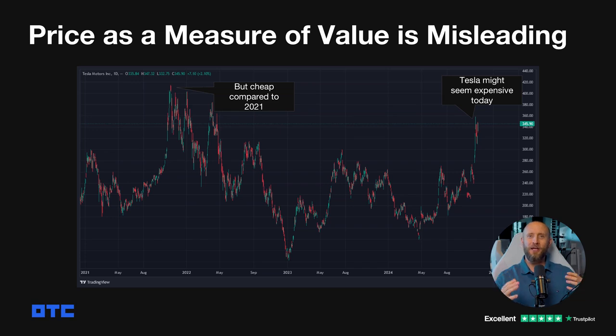Let's take a closer look at this chart to visually demonstrate why price is relative and why terms like expensive or cheap are merely snapshots in time. This is a chart of Tesla's stock price. At first glance, today's price of around $345 might seem expensive, especially if you've only followed Tesla's price over the past few months. However, if we compare it to its all-time high in 2021, when it was trading above $400, today's price suddenly looks cheap by comparison.